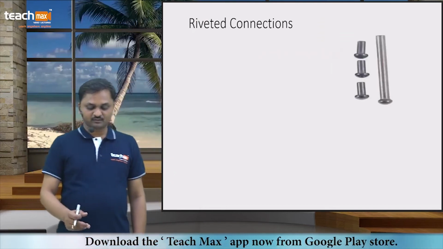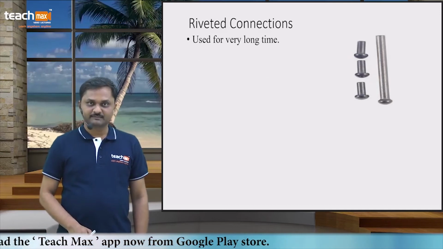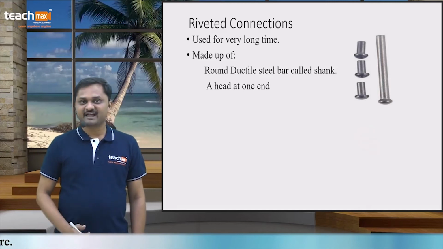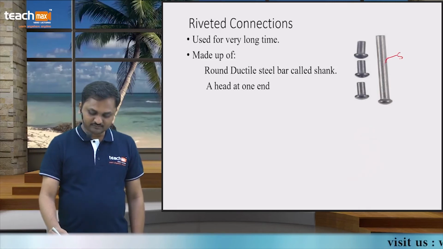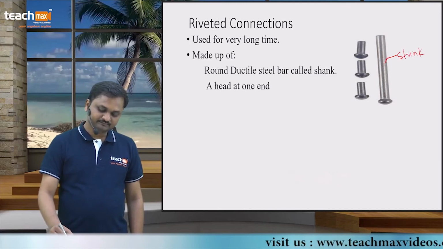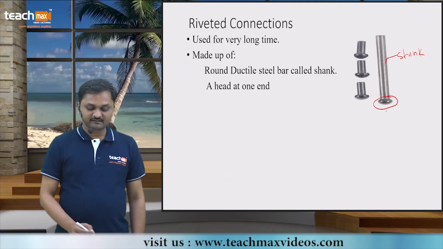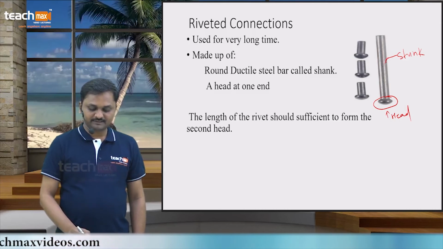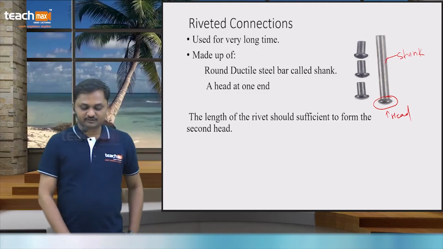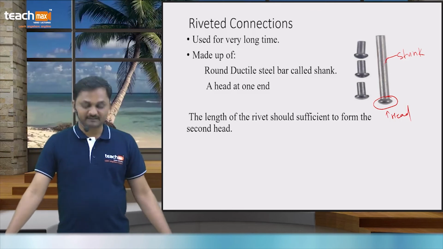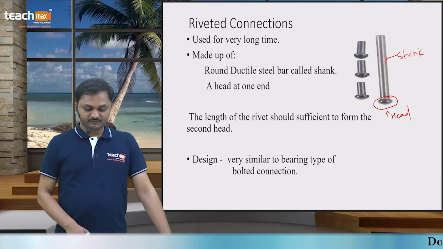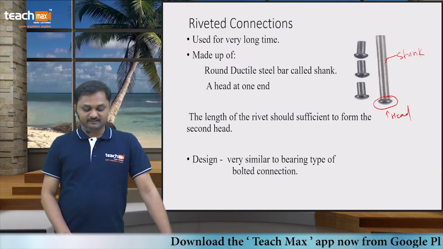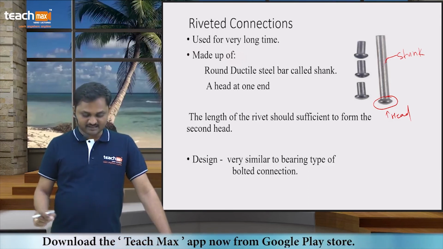So riveted connections, what are they? They have been used for a very long time, and they are made up of a round ductile steel bar called a shank. The plain portion is called the shank, and there is a head at one end. The length of the rivet should be sufficient to form the second head, so the length is provided in such a way that we can form a second head on the other side.